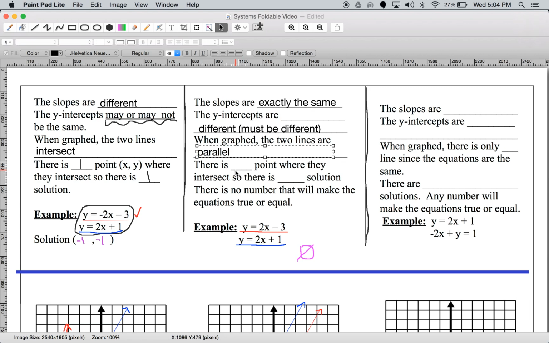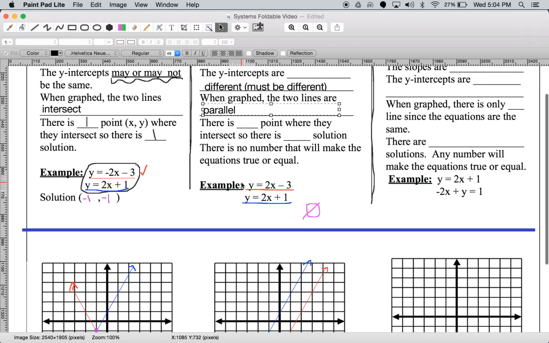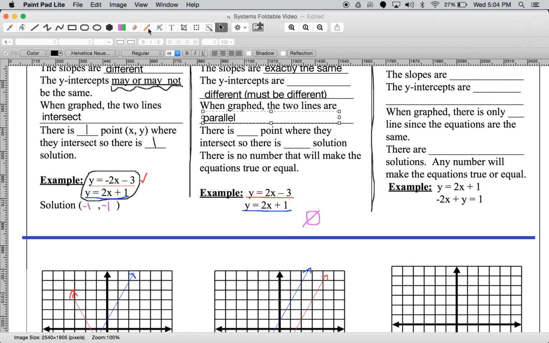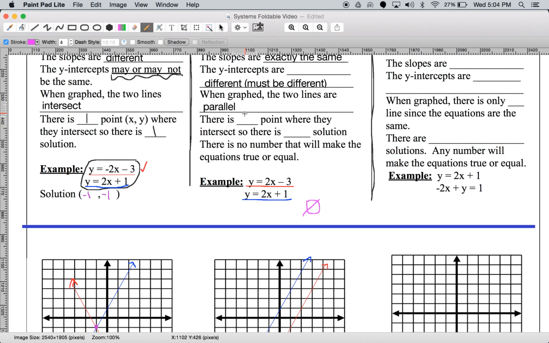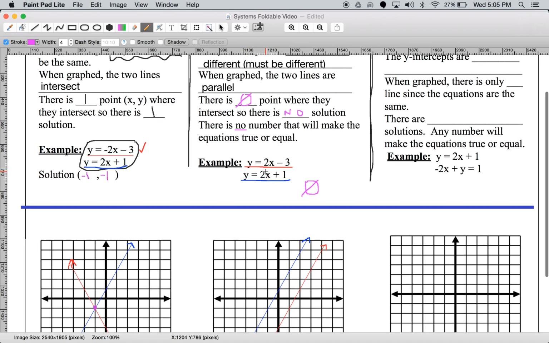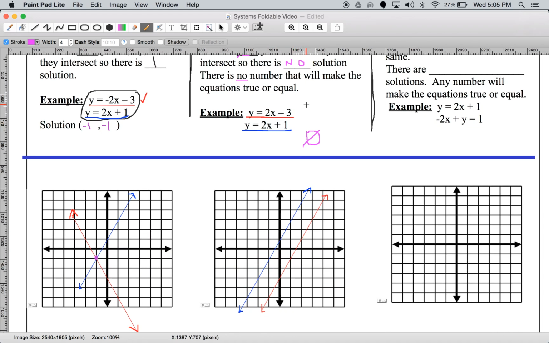So there is how many points where they intersect if they're parallel? There are no points where they intersect. That's why we don't have any red and blue overlap. That's why we don't have any purple. There are 0 points where they intersect, so there is no solution. I'm going to do my best to write this with my mouse here. There is no solution, so there is no number that will make the equations true or equal. Never, ever will we find a number that works for this red equation and this blue equation that are the same.